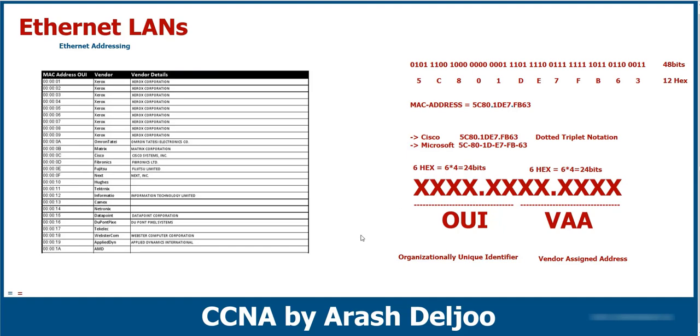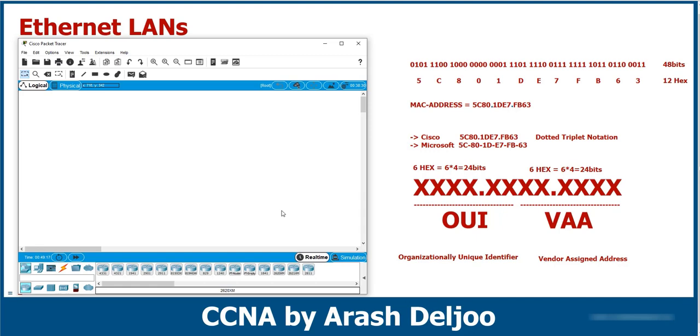Let me show you one MAC address. You can easily find the MAC address of your PC. For example, this is Packet Tracer. We can add one PC here and another PC here and another laptop here. Let me show you how we can find the MAC address of these devices. The command may be different in different operating systems. For example, in the Windows operating system, we can use the ipconfig /all command.